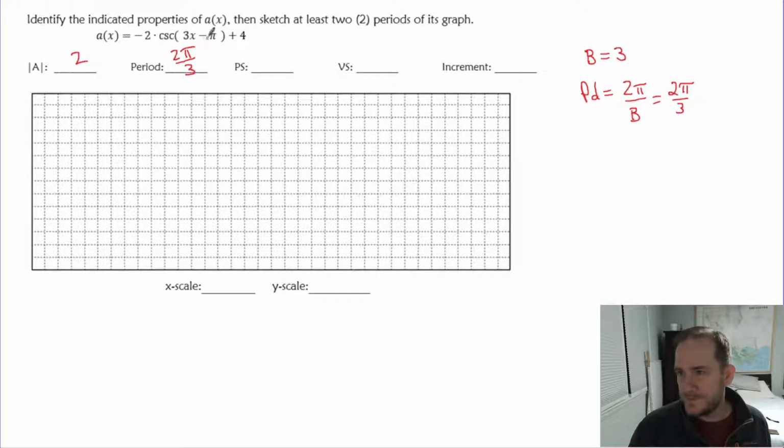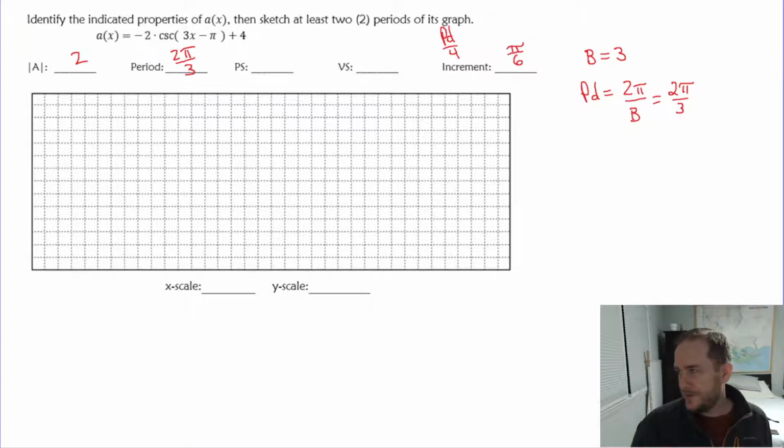2 pi over 3. Now, from the period, I would hop right to the increment, because the increment is the period divided by 4. And 2 pi over 3 divided by 4 is the same as thinking of 2 pi over 3 times 1/4. You can see that that's going to be 2 pi over 12 or pi over 6. So we've got an increment of pi over 6.